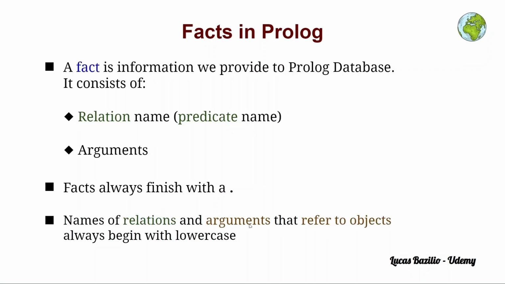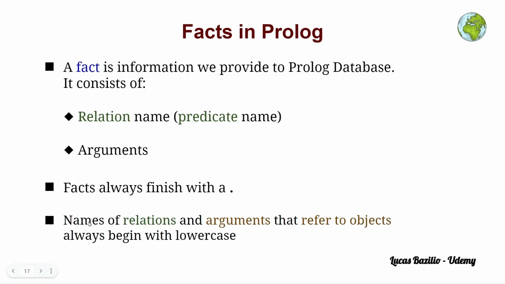So, all in all, to conclude the fundamentals of facts that we discussed on this lecture, we have that a fact is simply information that we provide to Prolog database. This information Prolog can learn. A fact consists of, first of all, the relation name, also known as the predicate name, and then inside the parentheses we have the arguments. These arguments can be objects, as we saw on this lecture, and they can also be variables, as we will see on future lectures. It is important to remember that in Prolog, facts always finish with a period, so that we indicate that the fact is finished.